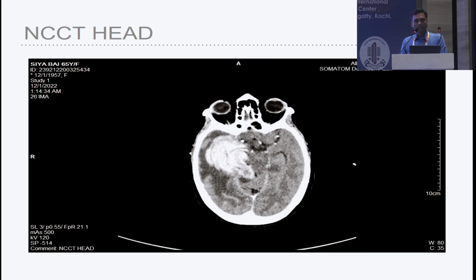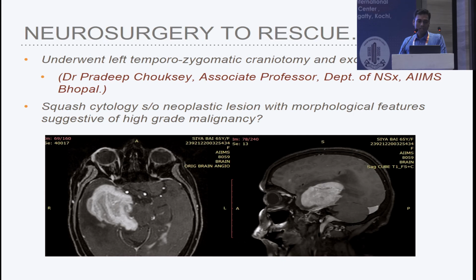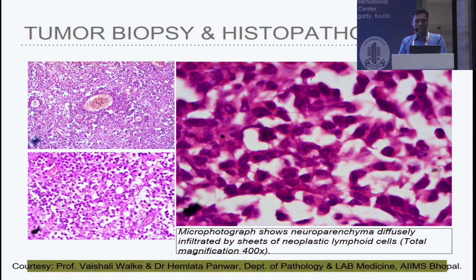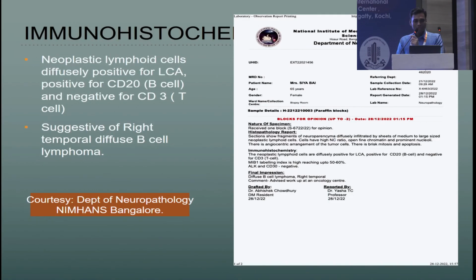The patient was taken up by neurosurgery and underwent a left temporozygomatic craniotomy and excision of the tumor. Squash cytology was done, which suggested a high-grade malignancy, and tumor biopsy and histopathology showed neuroparenchyma diffusely infiltrated by neoplastic lymphoid cells. Immunohistochemistry showed diffusely positive common leukocyte antigen and positivity for CD20 B cell, and it suggested a temporal diffuse large B cell lymphoma.